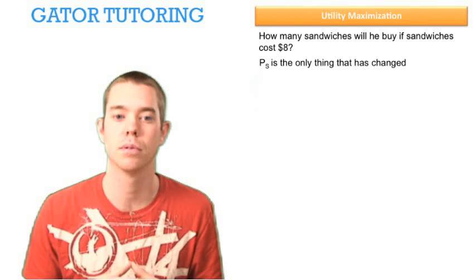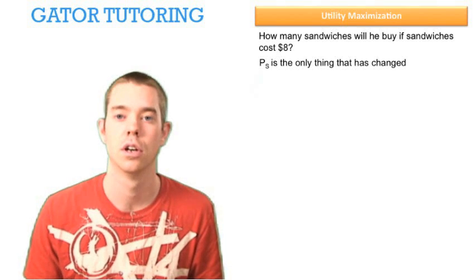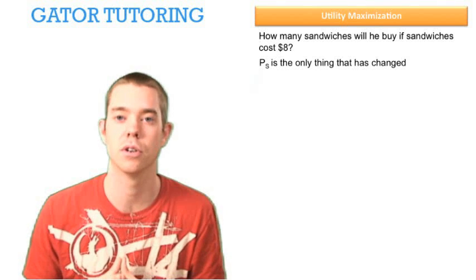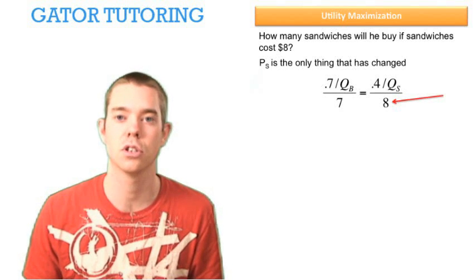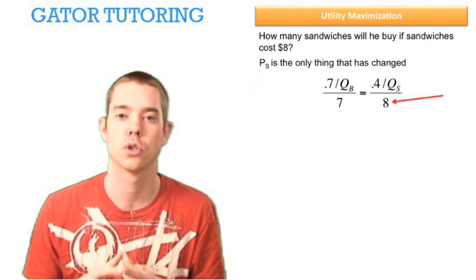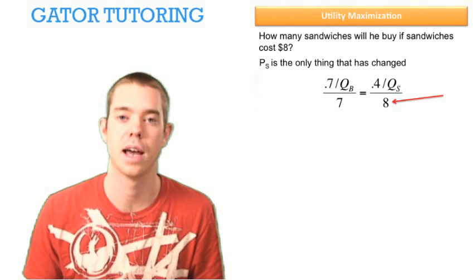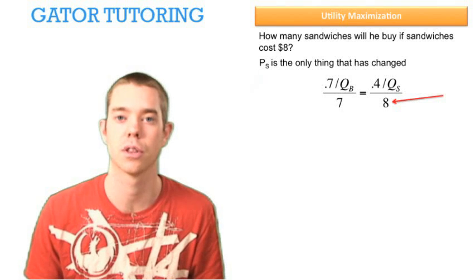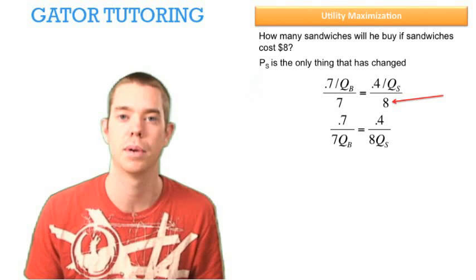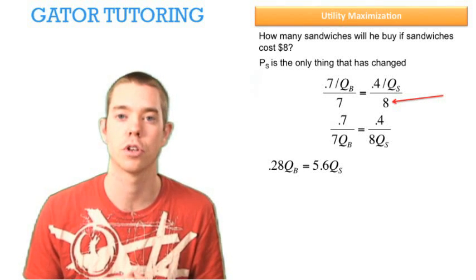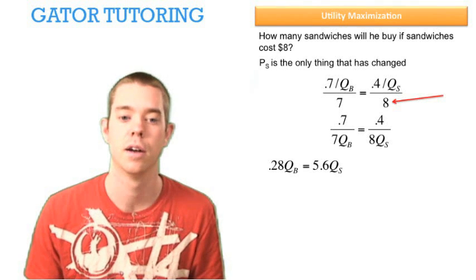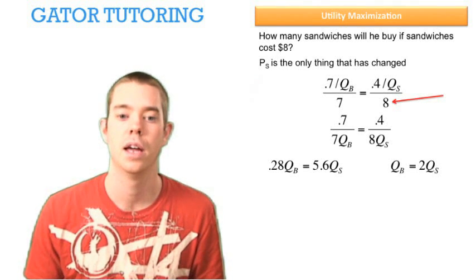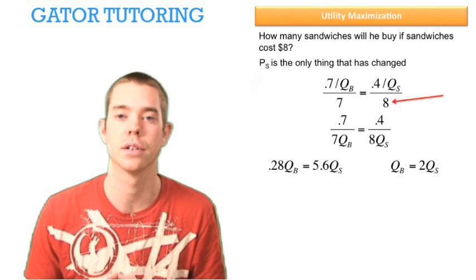Notice that the price of sandwiches is the only thing that is changing. So the marginal utilities of each didn't change because the utility function didn't change. The price of beer didn't change. So going back to our optimization condition, we see that we just want to switch 3 with 8 because now the price of sandwiches is $8 instead of $3. Again, we want those QB and QS's to be in the denominator, so we move those down, we cross multiply, and again we want to solve for QB in terms of QS, so we divide 5.6 by 2.8, and we see that QB is equal to 2 QS.